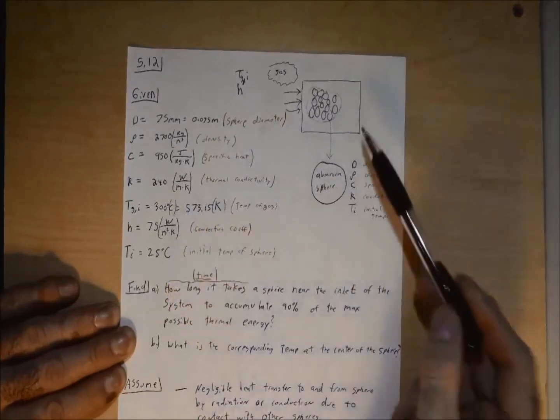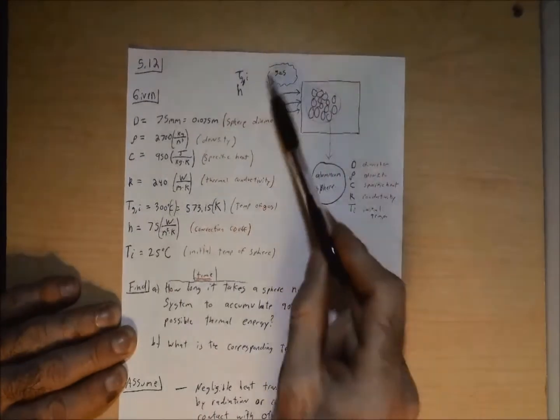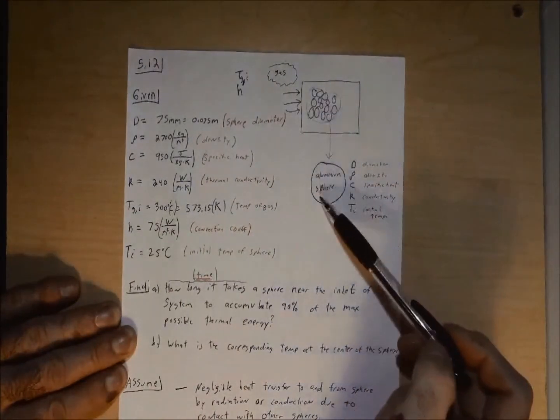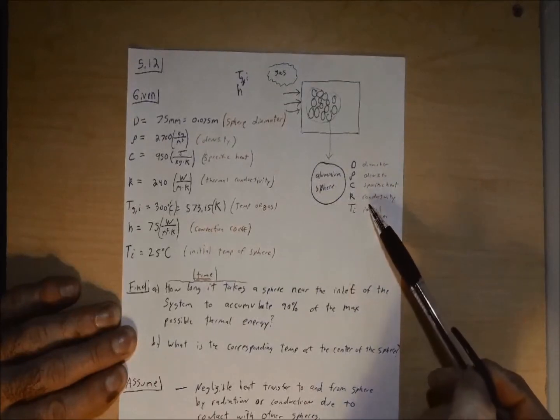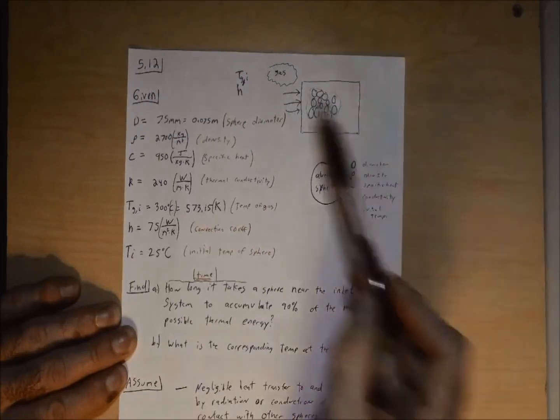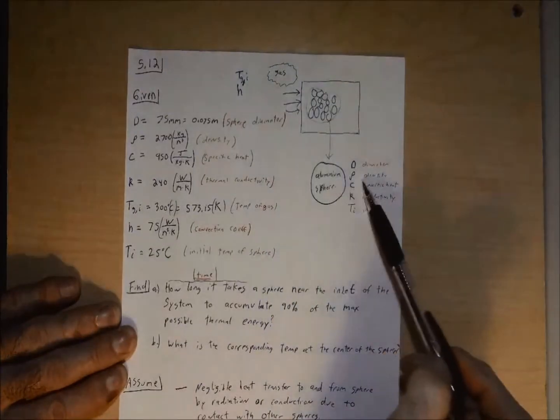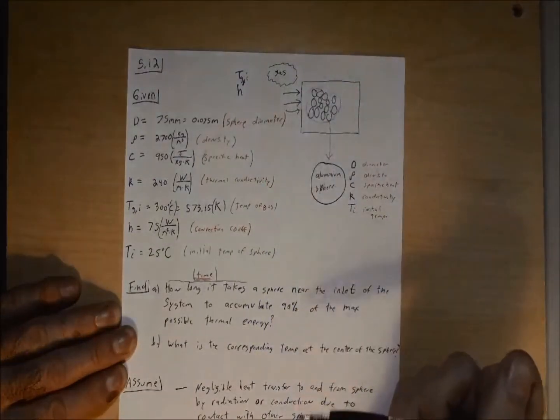Now over to the right here, I have my simplified diagram. I have my gas coming in over here. I have my aluminum sphere over here with my diameter, my density, my specific heat, conductivity, and initial temperature. So I've kind of separated out what the variables are related to within my given diagram there.